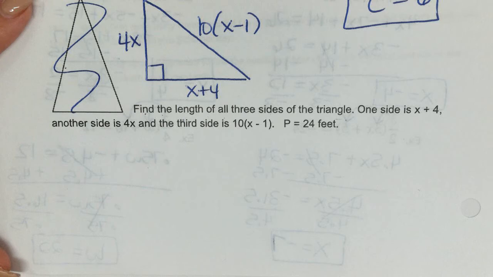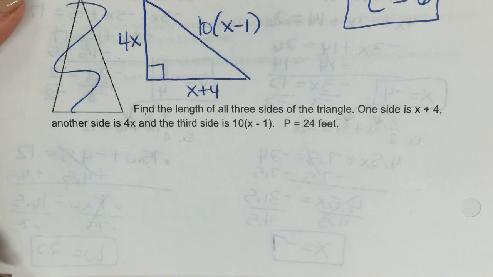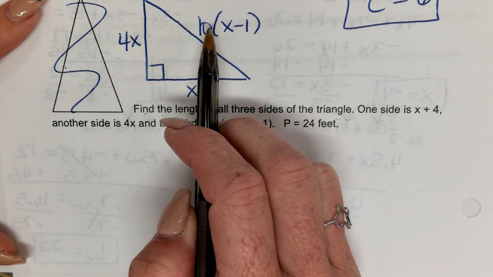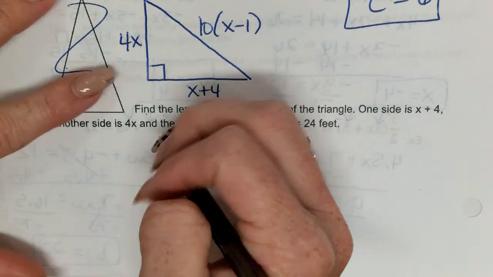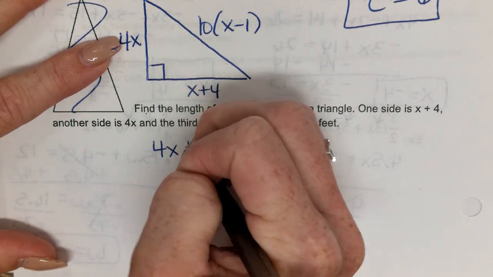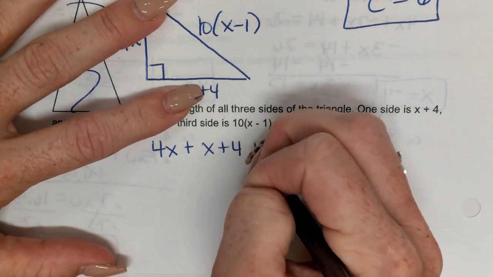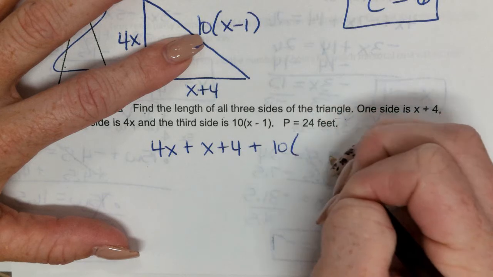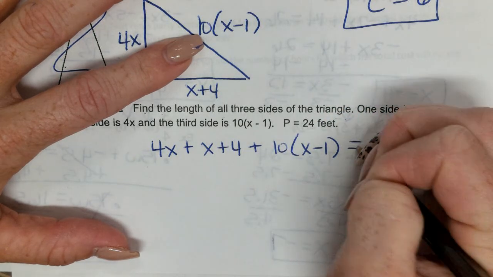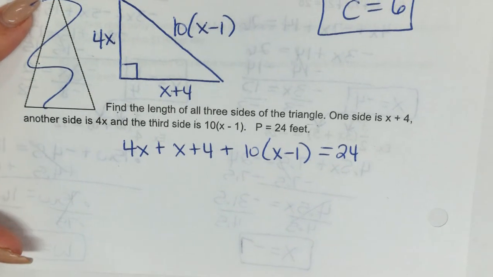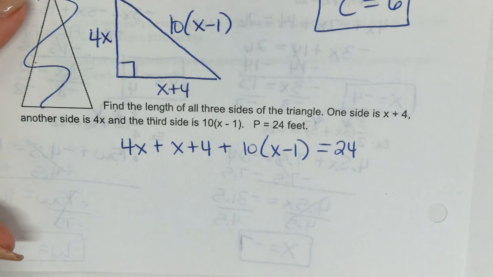What is P? Perimeter. So how do you find the perimeter of a triangle? Add all the sides. So can I make an equation? This side plus this side plus this side has to equal, all right, let's do it. I'm going to start here. 4x plus, it doesn't matter even what order I go in. X plus 4 plus 10, open parentheses, x minus 1 equals 24. What do I have to do first? I got to do distributive property.